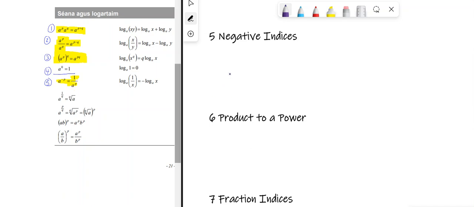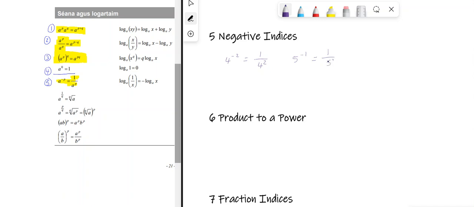So as an example of that, if I had something like this, let's say 4 to the power of negative 2, this rule here would state that this is equal to 1 over 4 to the power of 2. Okay, like that. Similarly, if I have, let's say, 5 to the power of negative 1, that's just going to be equal to 1 over 5 to the power of 1.